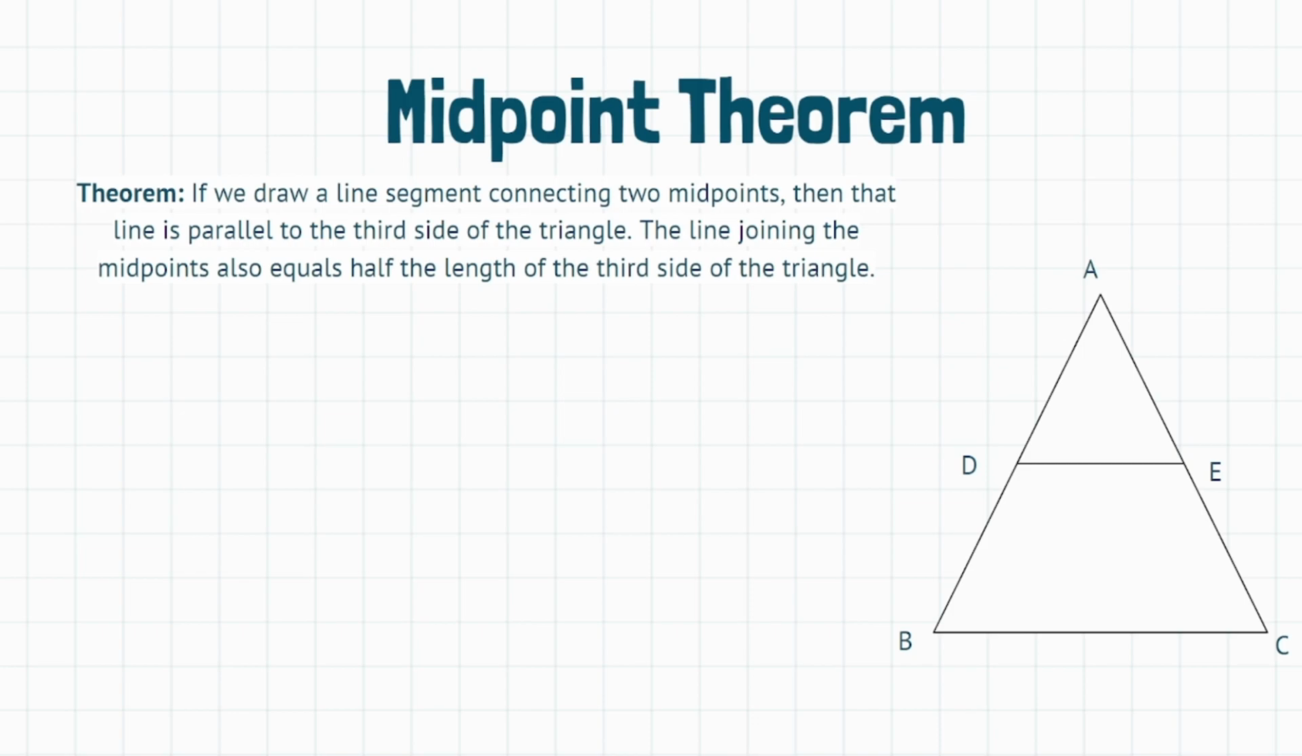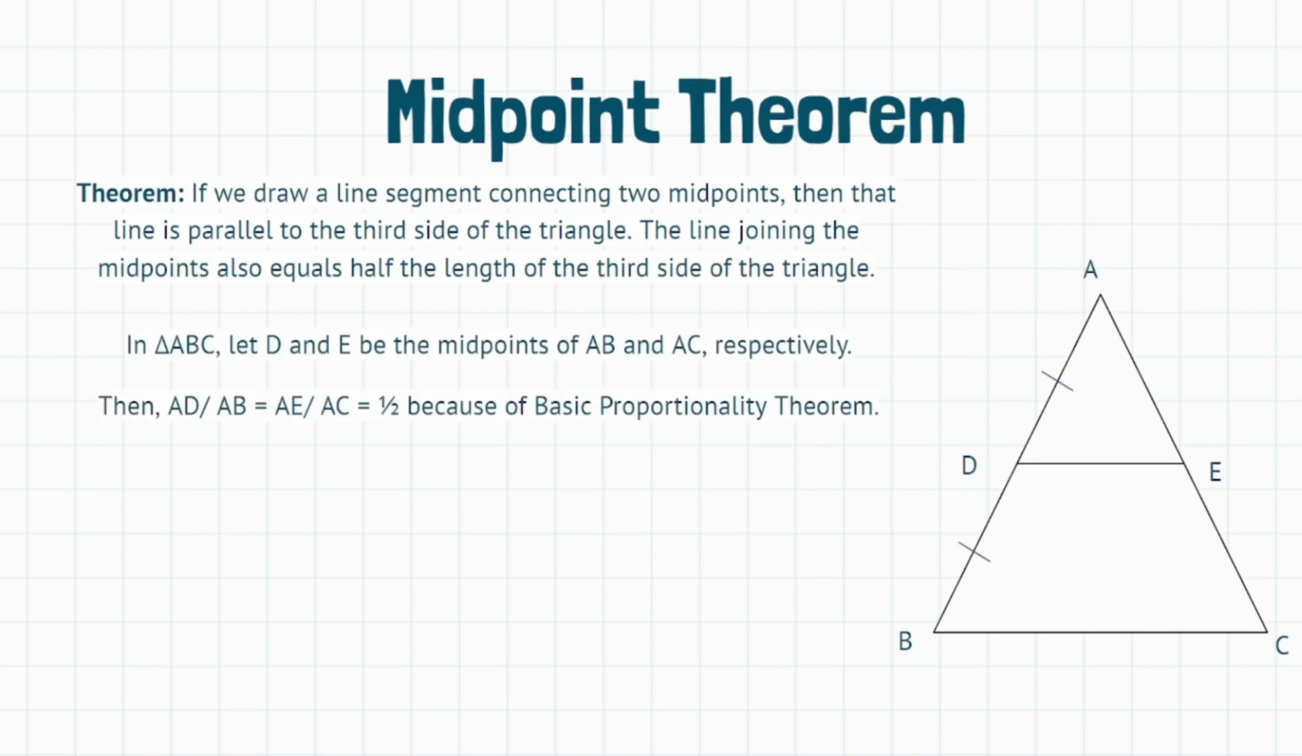Now we will take a close look at the midpoint theorem, which states that if we draw a line segment connecting two midpoints, then that line is parallel to the third side of the triangle. The line joining the midpoints also equals half the length of the third side of the triangle. In triangle ABC, let D and E be the midpoints of AB and AC respectively. Then AD over AB equals AE over AC equals 1/2 because of the basic proportionality theorem.